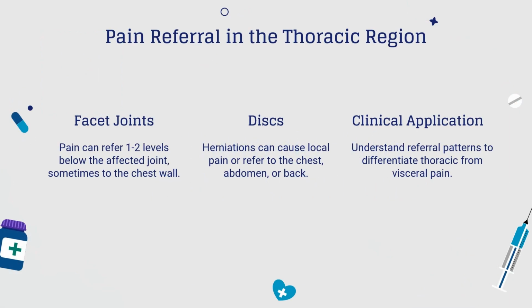Pain referral in the thoracic region. Facet joints: pain can refer 1 to 2 levels below the affected joint, sometimes to the chest wall. Discs: herniations can cause local pain or refer to the chest, abdomen, or back. Clinical application: understand referral patterns to differentiate thoracic from visceral pain.